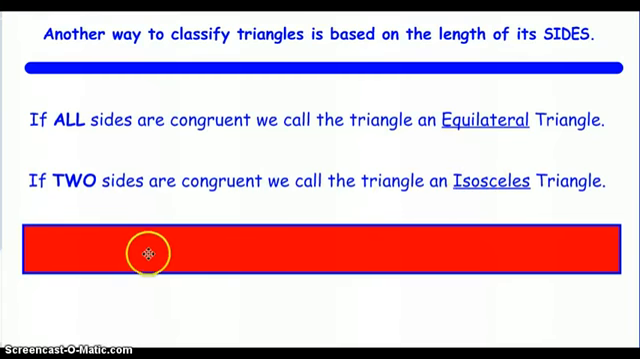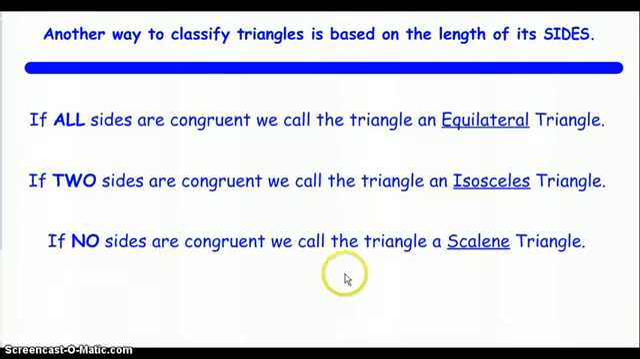And finally, if none of the sides are the same length, if no sides are congruent, then it is a scalene triangle. It's a strange word, scalene. There's only one S there because all sides are different, so there's only one S. I don't know if that makes sense to you. That's how I remember it.